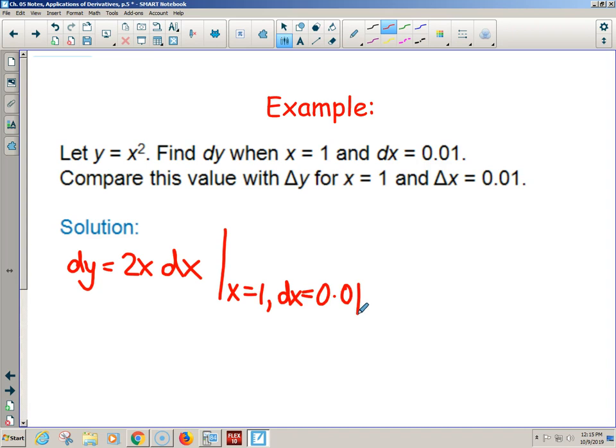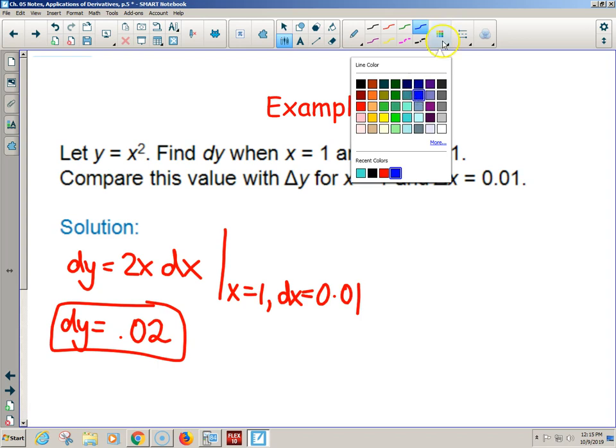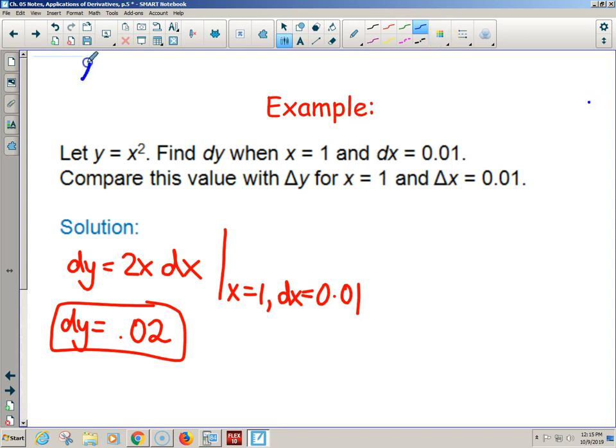What is that? We derived. Plug it in. 2 times 1 times 0.01. Isn't that 0.02? That's fun. Compare this value with delta y. Who's delta y? Is dy. No, delta y is approximately dy. Who's actual delta y? Isn't delta y f of x plus delta x minus f of x, all over... difference quotient. I don't remember that.